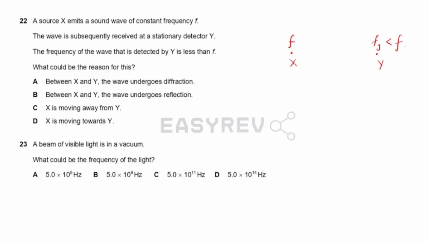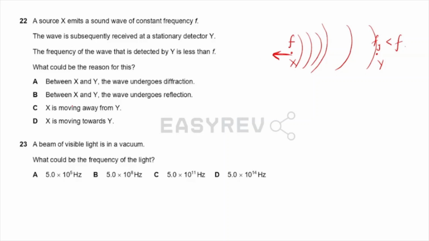Now, diagrammatically, when you draw this in terms of wavefronts, when you want to show a wave that has some set frequency, you'd show it with some spacing like this, right? Now, if Y is receiving a wave that has lesser frequency, that would mean that Y is receiving fewer waves every second. So one wave here, after a long time you'll get the next wave, after a long time the next wave. So you can see how this can be achieved only if X were moving away.